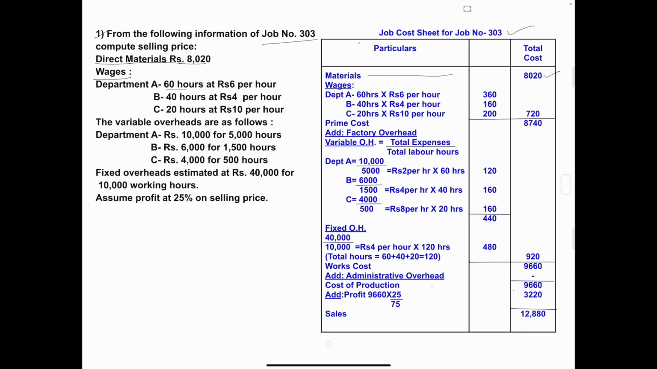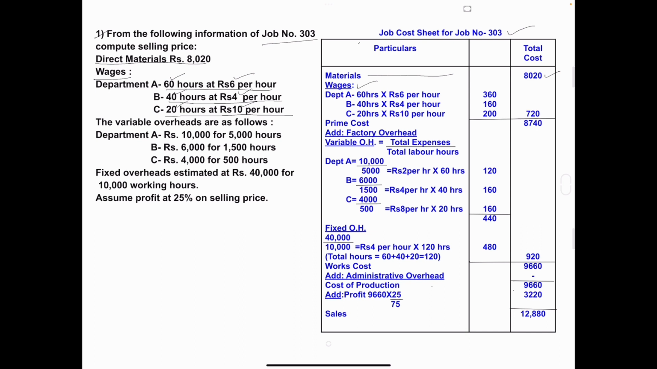A, 60 hours at rupees 6 per hour. B, 40 hours at rupees 4 per hour. C, 20 hours at rupees 10 per hour. So department A has worked for 60 hours and per hour they are getting rupees 6. B 40 hours and rate per hour is rupees 4. Department C 20 hours and rate per hour is rupees 10. Now we have to calculate the total wages amount. For that we have to multiply total hours into rate per hour. So come to the solution part.